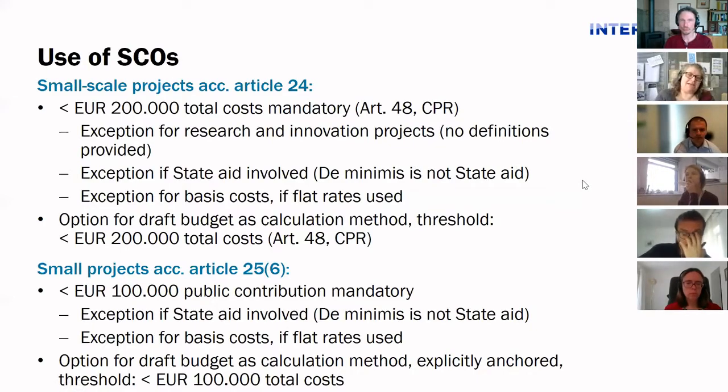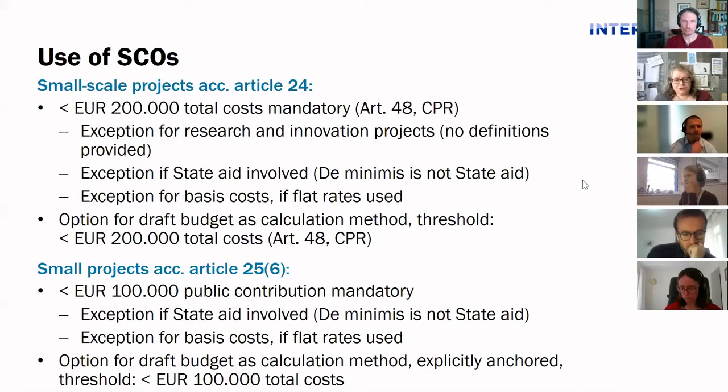Just to mirror this, under Article 25.6 in the Interreg regulation, you also have an obligation to use simplified cost options, but you do have a different threshold. And this might be a bit confusing, but I think once you've decided how you want to implement your small scale or small projects, it is very clear. Under Article 25, the threshold is at 100,000 euros public contributions. Then there is a mandatory use of simplified cost options for the implementation. Also, notably, one of the exceptions that you find in the Common Provision Regulation is not given, and that is for projects in the area of research implementation.